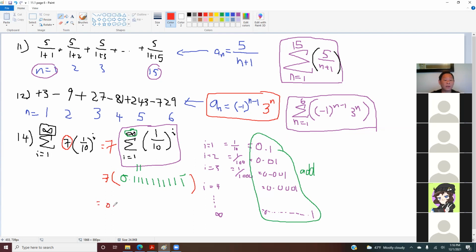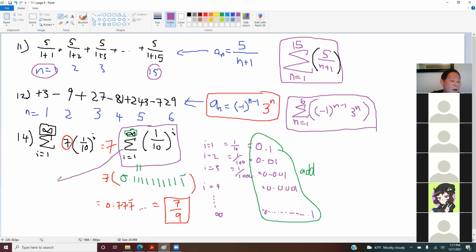So this is 0.77777777. Can you tell me what this fraction is? Anyone know what 0.77777 is in fraction? 7/9. Yep, 7/9. Okay, so I want to point out, this is very important, especially if you go to Calculus 2.